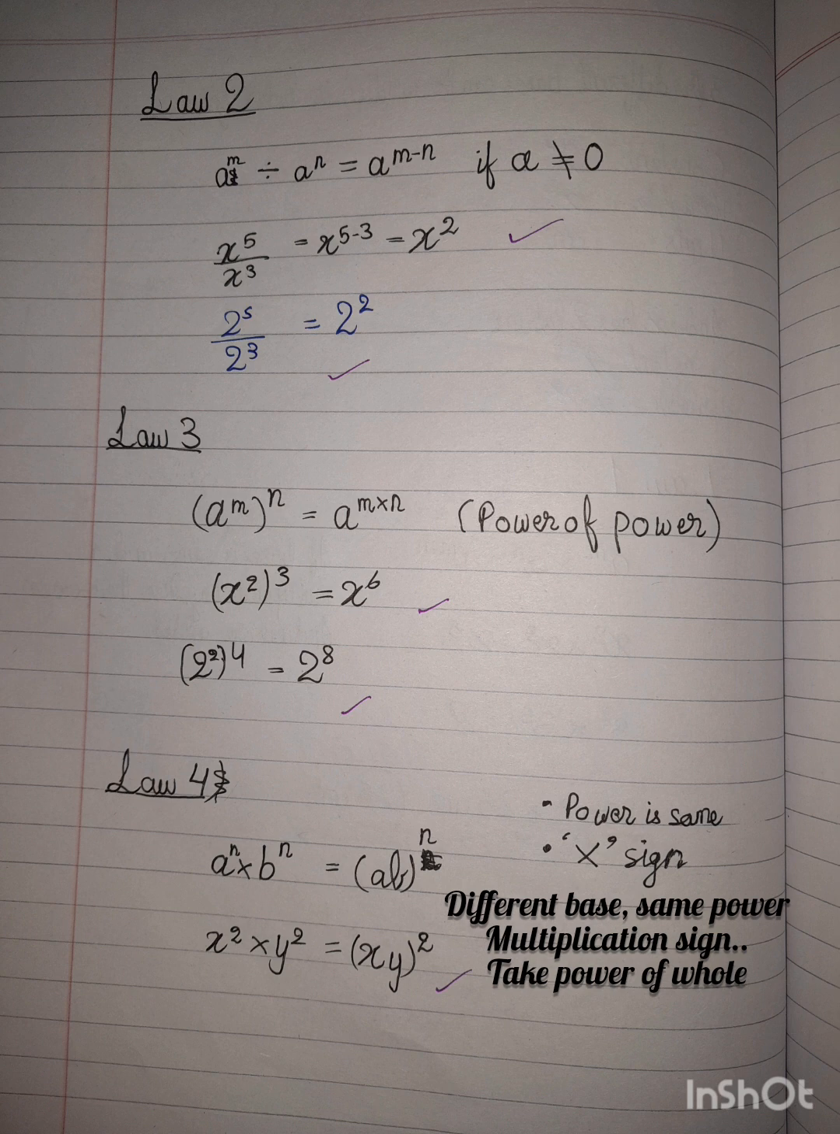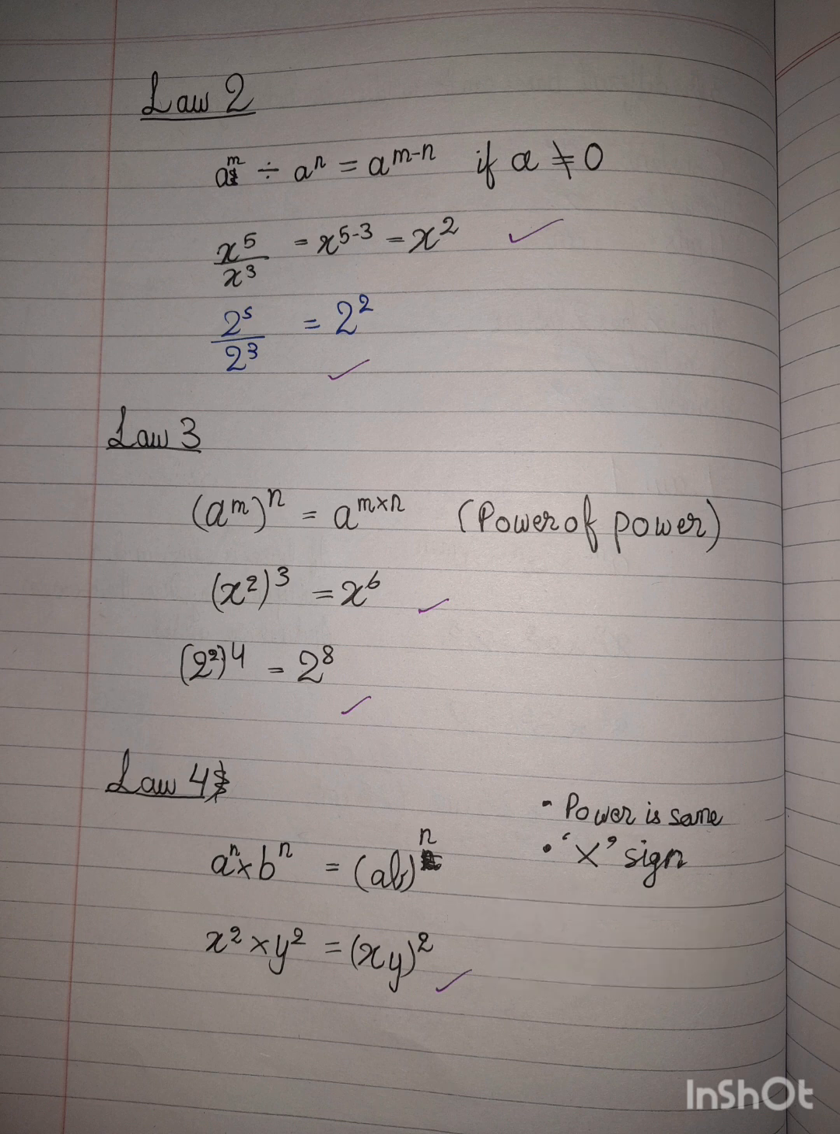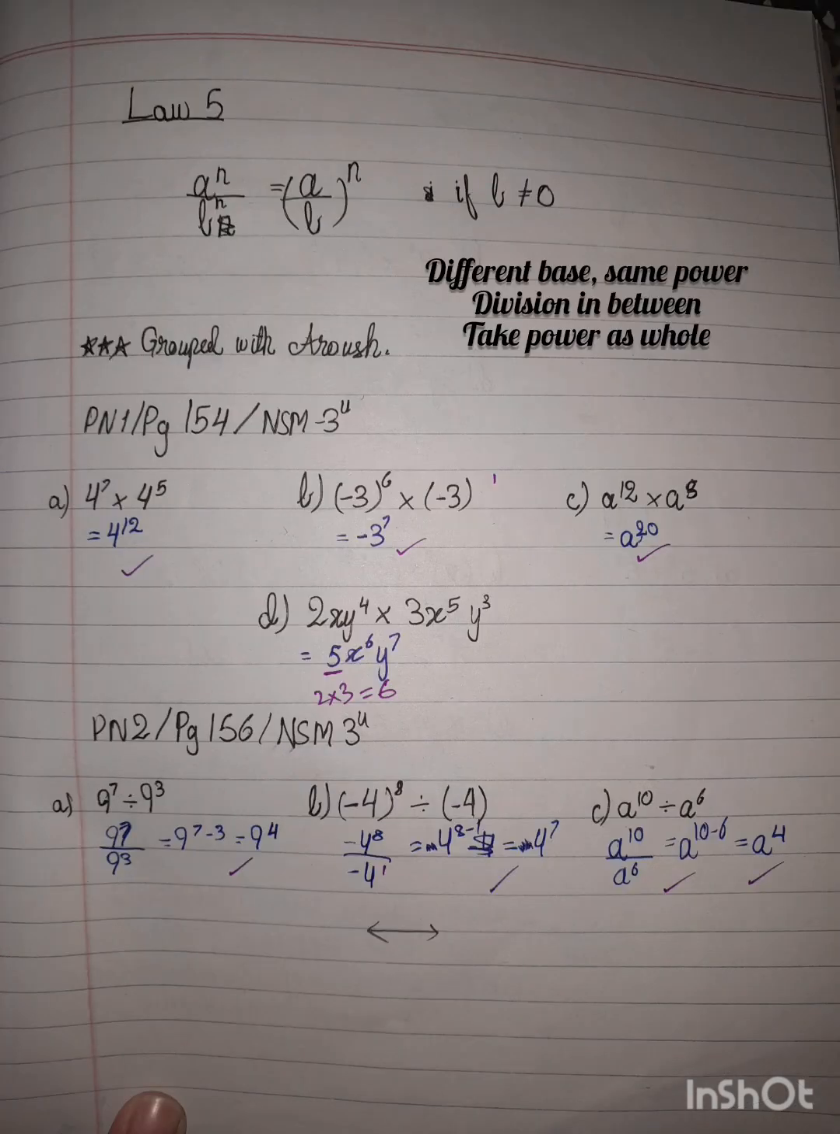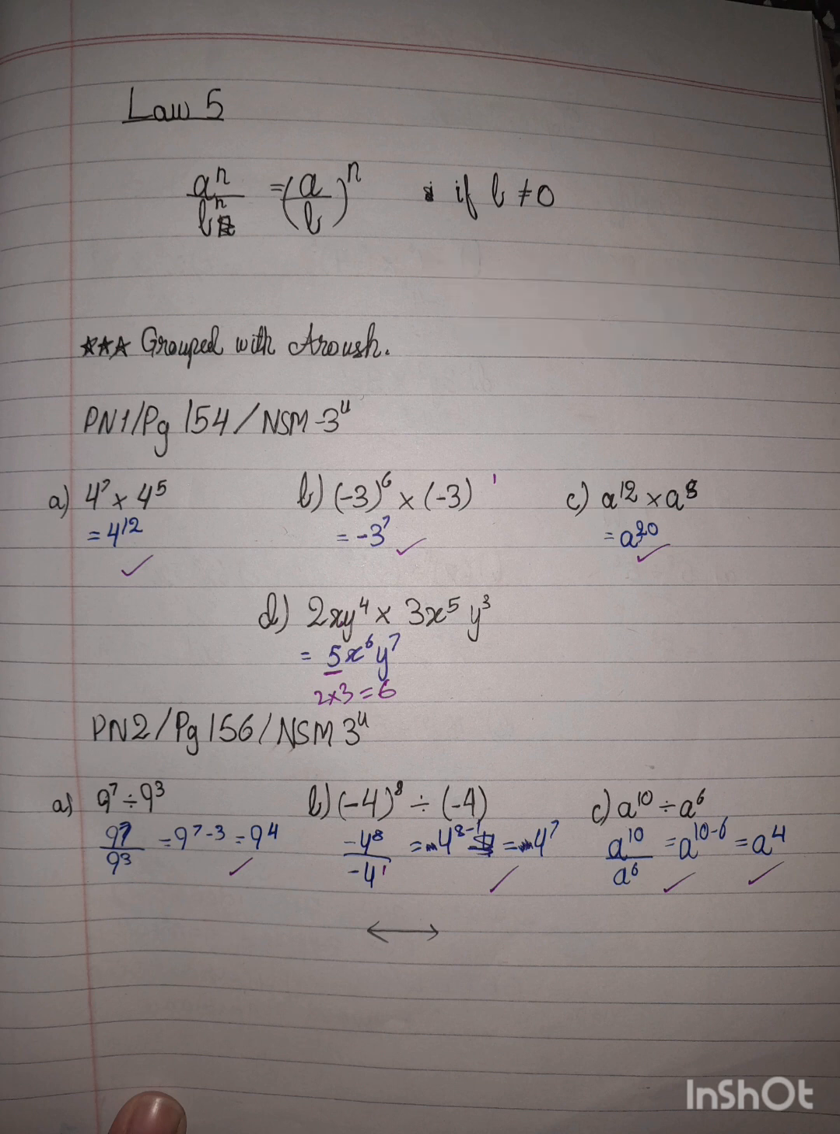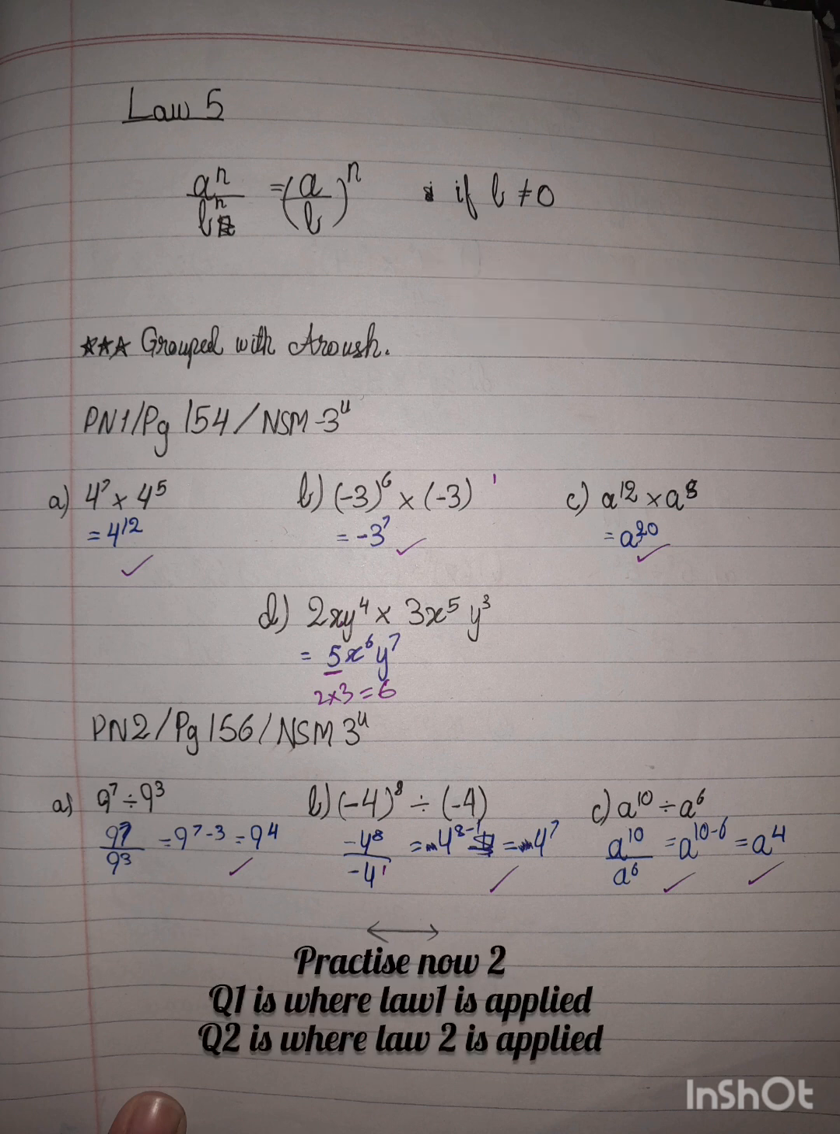So you can see on your screen there are few examples we have written also along with different laws. Moving on to law number 5, which says different bases but the power is same and there is division, so we can take the power out. So below is practice now 1.